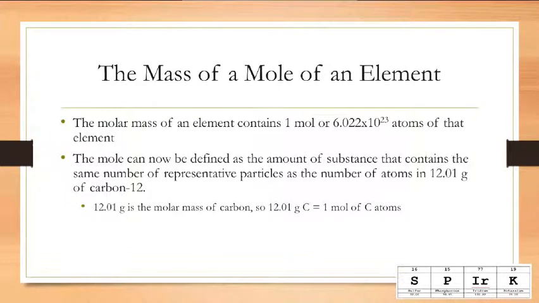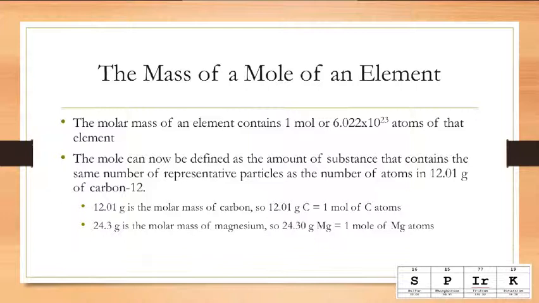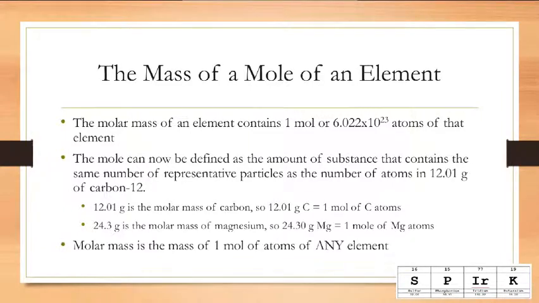So 12.01 grams is the molar mass of carbon. So 12.01 grams of carbon is equal to 1 mole of carbon atoms. 24.3 grams is the molar mass of magnesium. So 24.30 grams of magnesium is equal to 1 mole of magnesium atoms. The molar mass is the mass of 1 mole of atoms of any element.